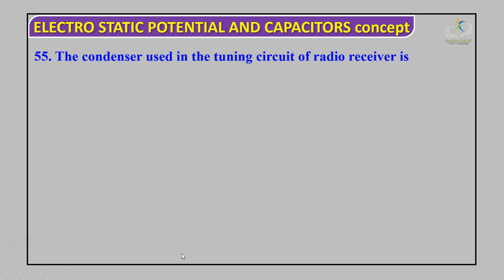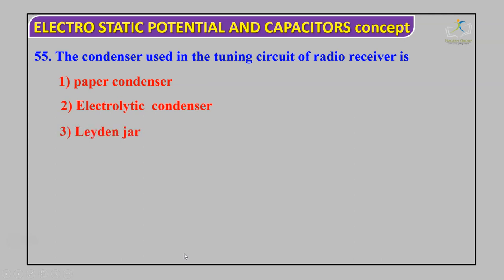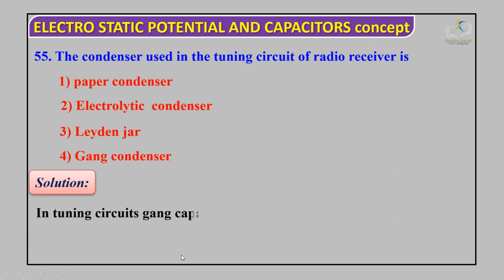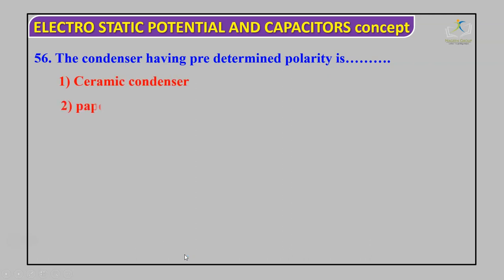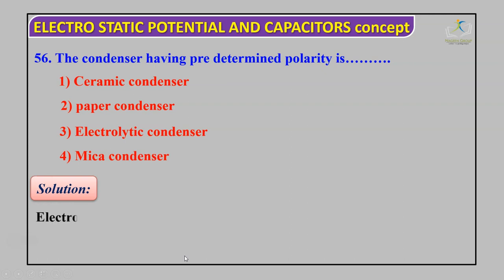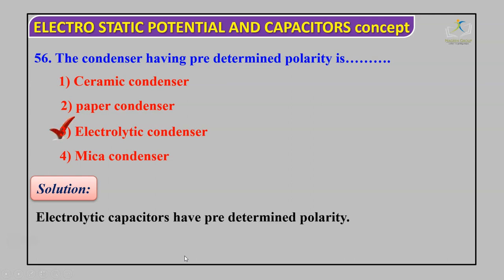Next question we have. The condenser used in the tuning circuit of radio receivers is paper condenser, electrolytic condenser, Leyden jar, or gang condenser. So let us see the solution of this question. In a tuning circuit, a gang capacitor is used because capacity is variable. Hence, the correct option is option 4. Next question we have. The condenser having predetermined polarity is called ceramic condenser, paper condenser, electrolytic condenser, mica condenser. Solution we have: electrolytic condenser or capacitor has a predetermined polarity. That's why we can say the correct option is option 3.